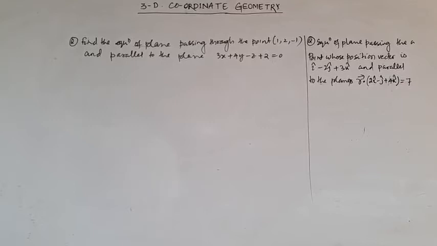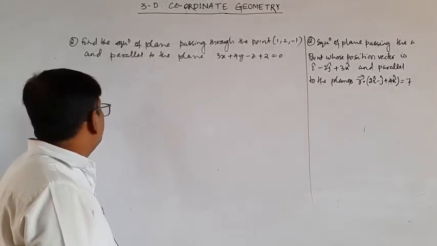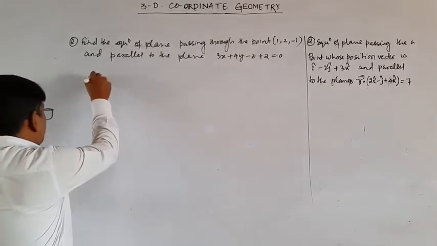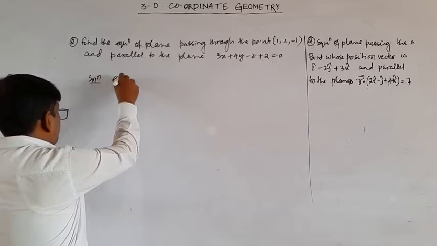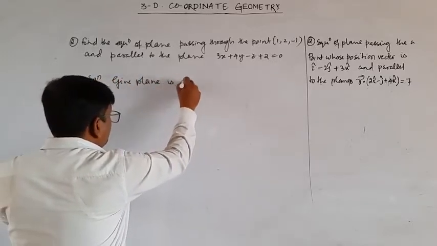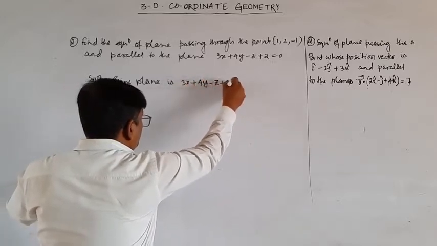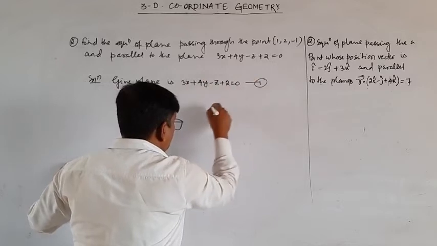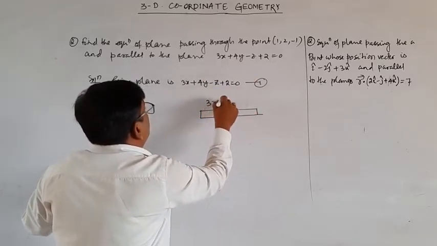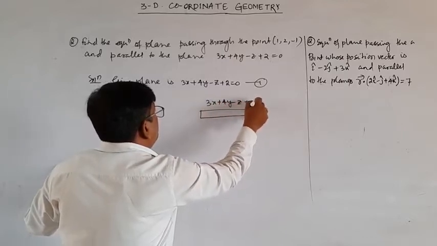Now find the equation of the plane passing through the point (1, 2, -1) and parallel to the plane 3x + 4y - z + 2 = 0. Solution: the given plane is 3x + 4y - z + 2 = 0. This is equation 1.